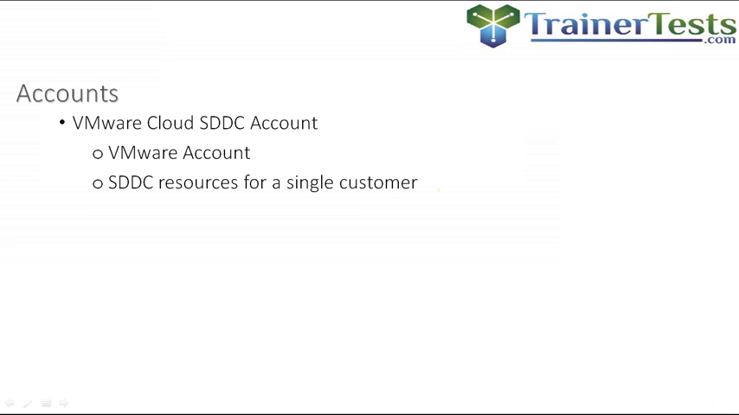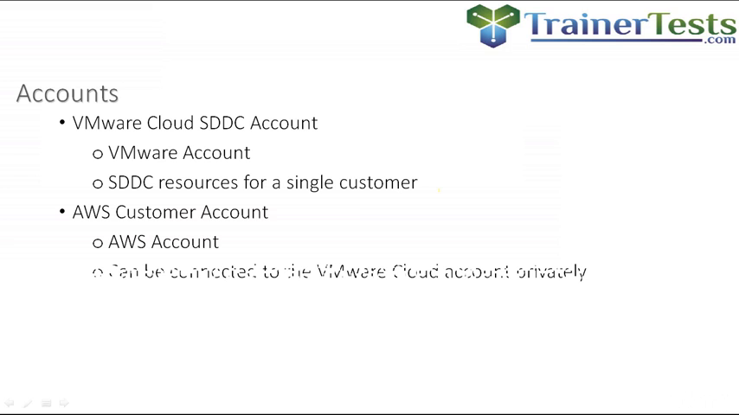So this is a VMware account, and this is where you'll set up these software-defined data center resources for a single customer. You will also need an AWS customer account. This is just a regular old AWS account. It can be connected to your VMware Cloud privately, and it offers the full catalog of AWS services, which is an exhaustive catalog of services. There's many, many services available there.